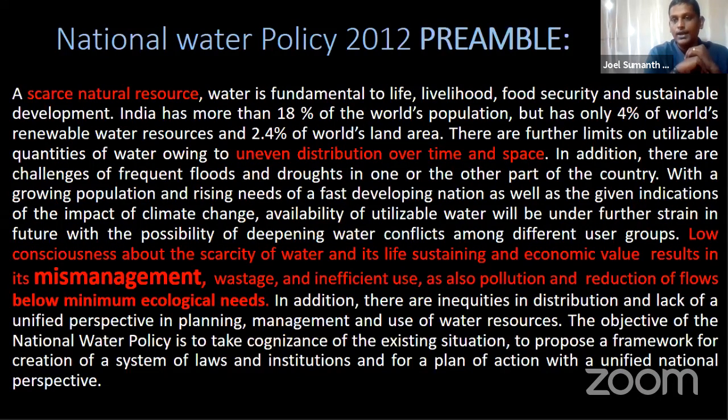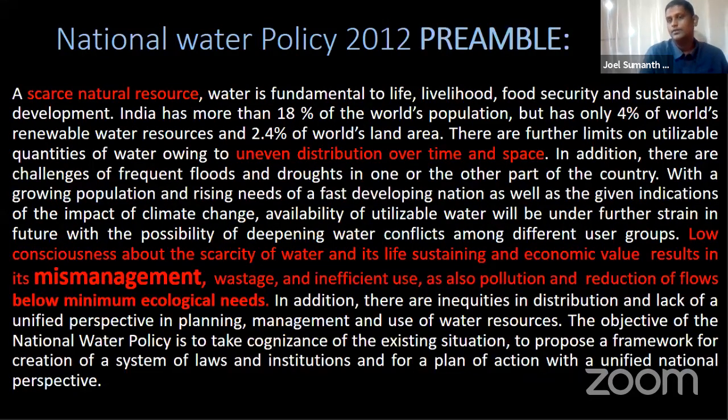We all have experienced it in different seasons, during summers, during drought seasons, in different sectors, in agriculture, in industries, in domestic use. So we have experienced the scarcity of water during different seasons. So the national water policy identifies and recognizes water as a scarce natural resource. And it talks about how it's fundamental to life, livelihood, food security, sustainable development. I'm sure most of you are aware of the sustainable development goals.